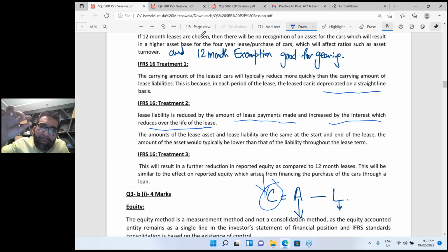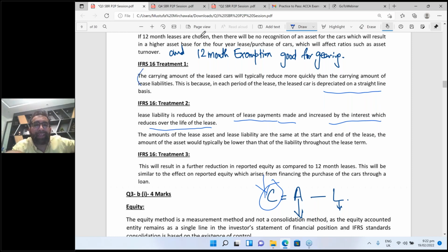Liabilities going down slowly, and assets going down fast comparatively. So ultimately the value of your assets will be much lower than the value of your liability. So your net asset will be impacted negatively. Your net asset will have a negative impact. Think over it. It's technical, I know. This is what is written.